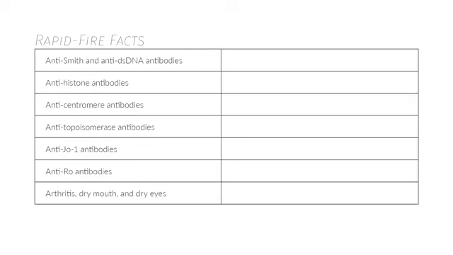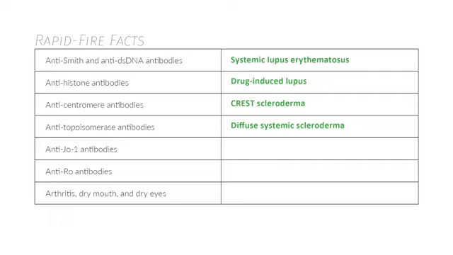Let's go through those. Anti-Smith and anti-double-stranded DNA antibodies are suggestive of lupus. Anti-histone antibodies are seen in drug-induced lupus. Anti-centromere antibodies are seen in CREST scleroderma. Anti-topoisomerase antibodies are seen in diffuse systemic scleroderma. Anti-Jo antibodies are seen in polymyositis. Anti-Ro antibodies, also known as anti-SSA antibodies, are seen in Sjogren's syndrome. The triad of arthritis, dry mouth, and dry eyes characterize Sjogren's syndrome.